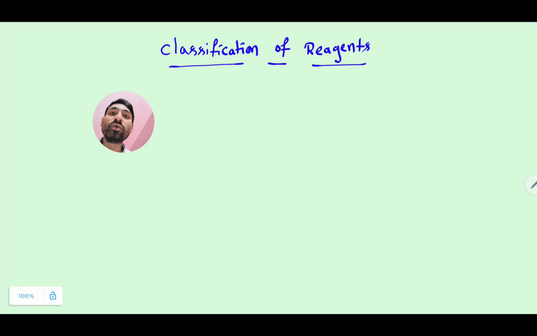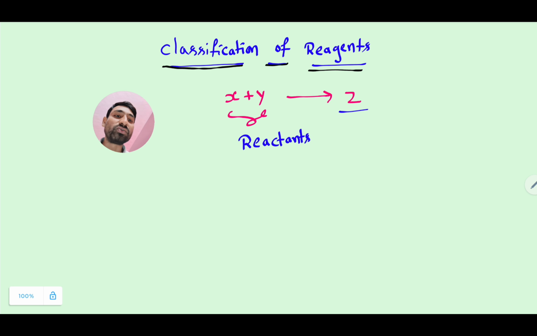In this video, we will discuss one of the general organic chemistry topics, that is classification of reagents. If you consider a reaction, X plus Y reacts together and gives Z. X plus Y are called reactants. Z is called the product.